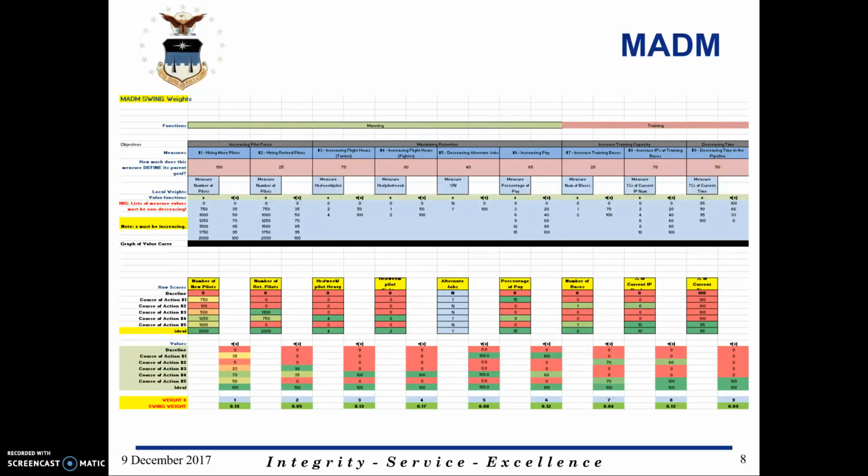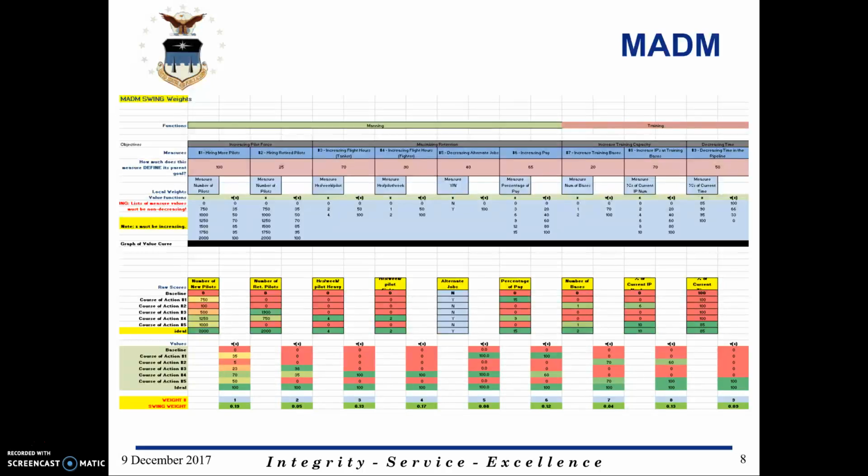So here you can see our deterministic analysis. We came up with two overarching functions. The first one was manning, and it had the objectives to increase the pilot force and maximize retention of the current pilot force. For increasing the pilot force, our measures were hiring more pilots or hiring old retired pilots, which has been a thought that has gone through in current day. And maximizing retention, that's increasing flight hours for both tankers and fighters, decreasing alternate jobs, and increasing pay.